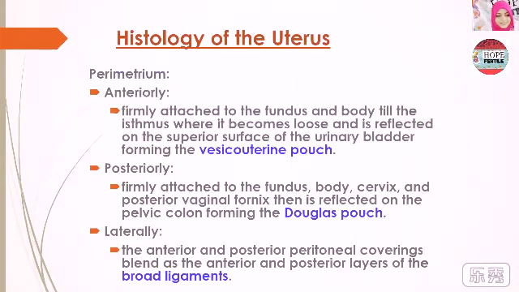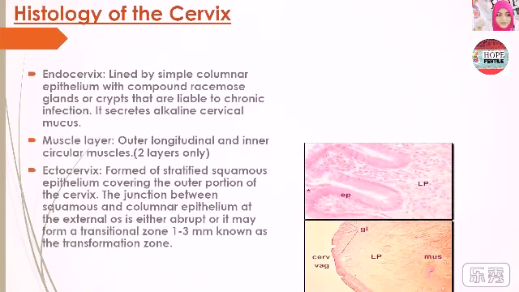So perimetrium, anteriorly it is firmly attached to the fundus and body till the isthmus, where it becomes loose and is reflected on the superior surface of the urinary bladder, forming the vesico-uterine pouch. Posteriorly, it is firmly attached to the fundus, body, cervix, and posterior vaginal fornix, then is reflected on the pelvic colon, forming the Douglas pouch. Laterally, the anterior and posterior peritoneal coverings blend as the anterior and posterior layers of the broad ligaments.